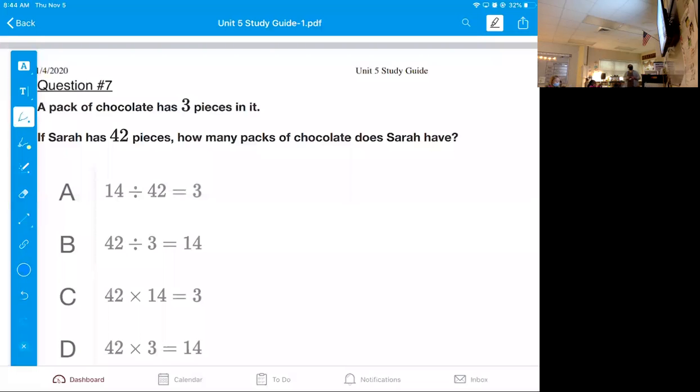Okay, it says a pack of chocolate has 3 pieces in it. If Sarah has 42 pieces, how many packs of chocolate does Sarah have? So again, we weren't really necessarily having to work it out. We had to find the equation for this problem. So somebody raise your hand and tell me what division problem I would need to solve this. Adrian?